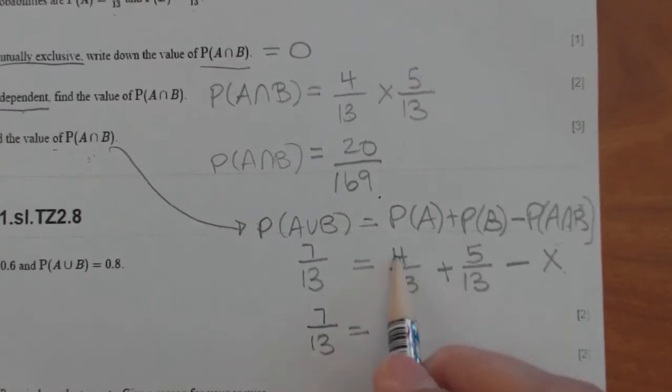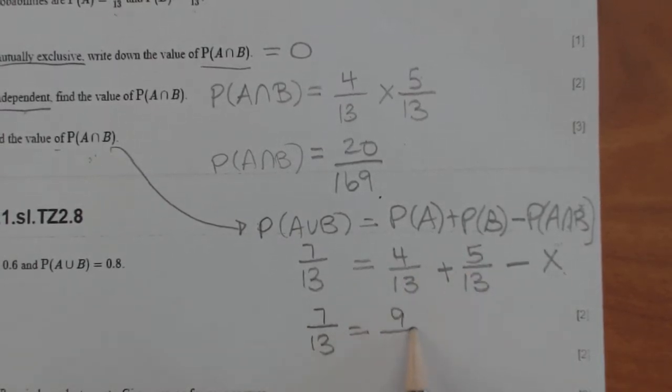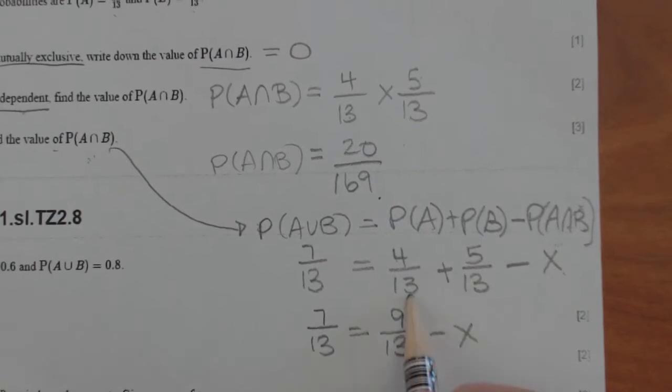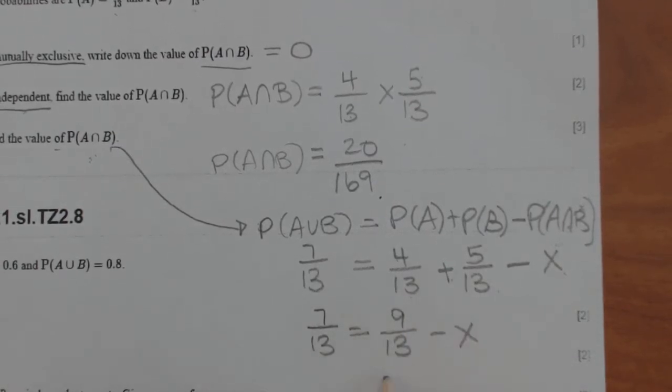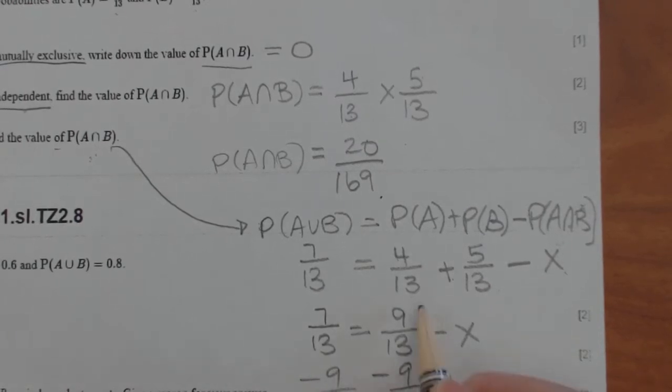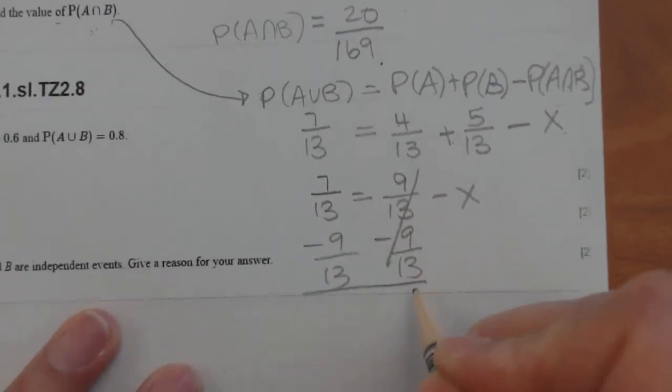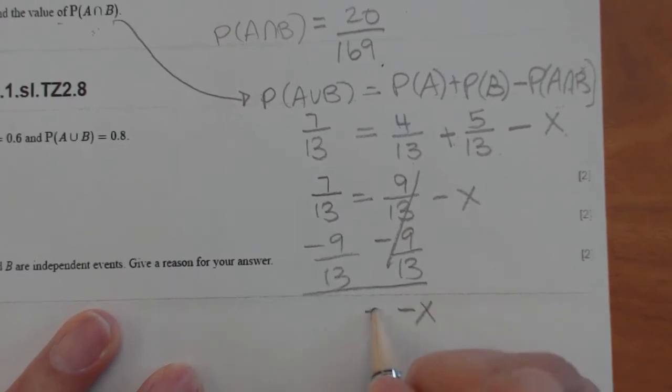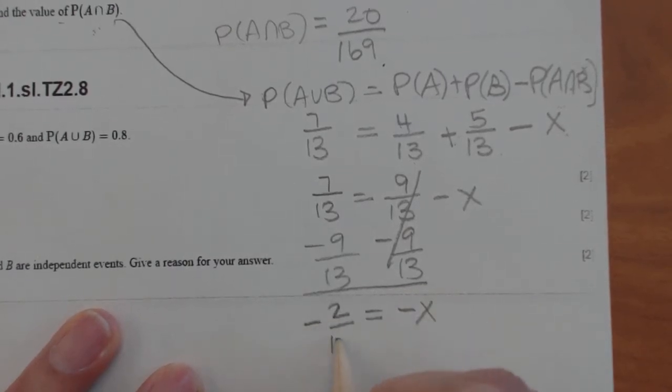We're going to be adding 4/13 plus 5/13. That gives us 9/13. Common denominators when we're adding or subtracting. Minus 9/13, minus 9/13. Cross that out. Bring down your minus x here equals negative 2/13.